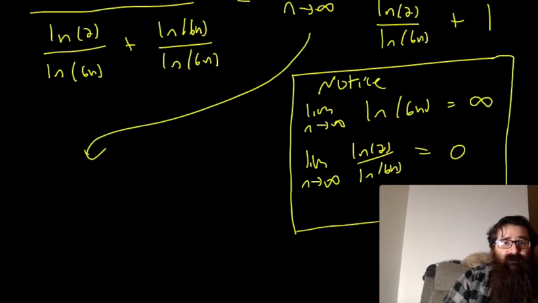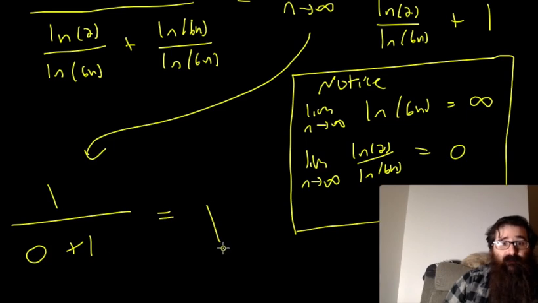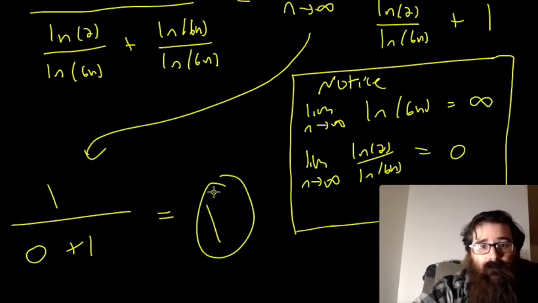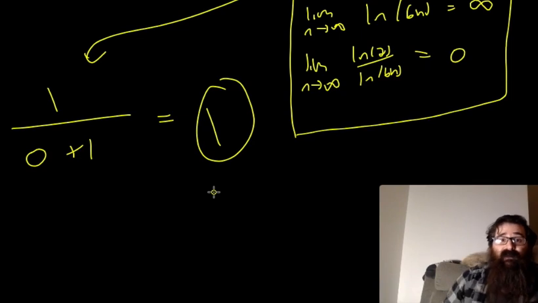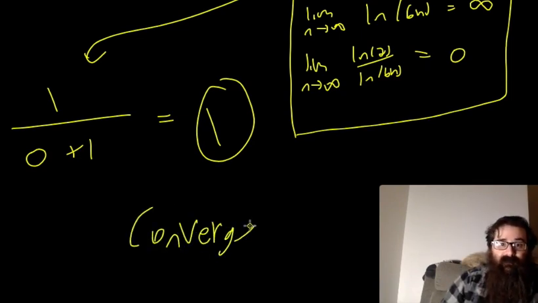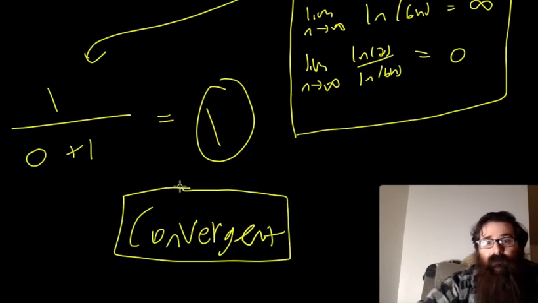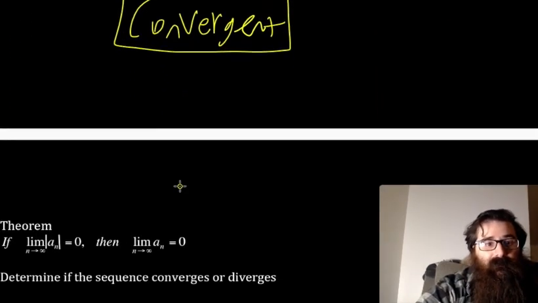You'd say, well, let's apply this to our limit then. I have 1 divided by 0 plus 1, which gives me 1 over 1, which gives me 1. So here the sequence is headed to 1, and that means we're convergent. This is a finite number, so we have a convergent sequence. Very nice.